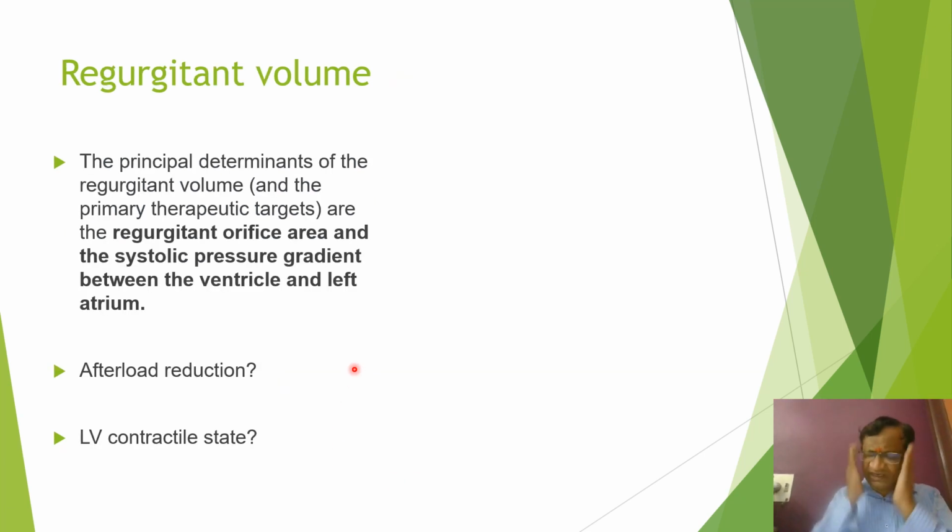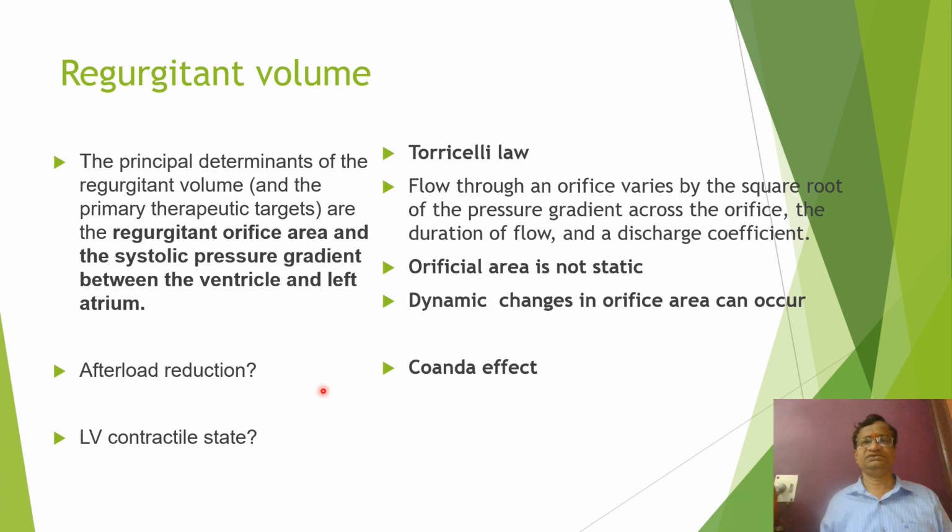What is important in our mind is the regurgitant volume. 100 ml is going to the aorta and 30 ml is going backward, so 70, 30. So what should be done to decrease this? This is our aim. So afterload reduction, and LV contractile state.